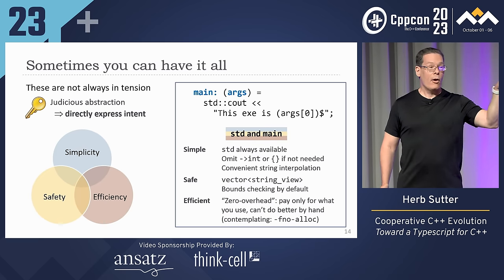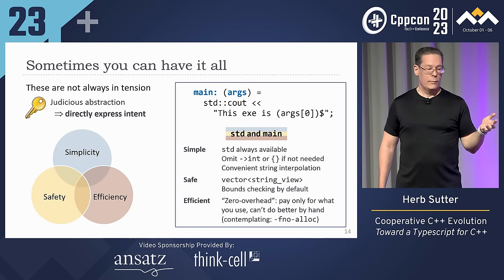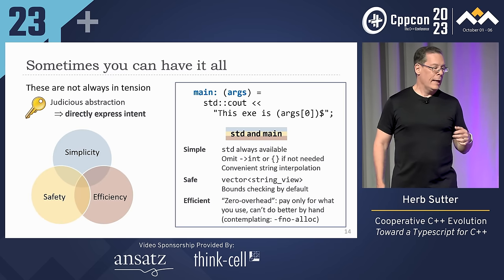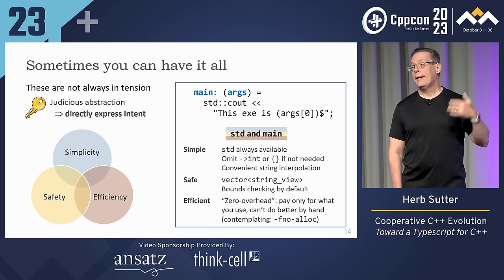If you don't write that args, because you're not going to look at the command line arguments, you don't pay for any of that. You don't pay for the vector of string view, for example. So you can't do better by hand. It's simple, it's safe, and it's efficient.